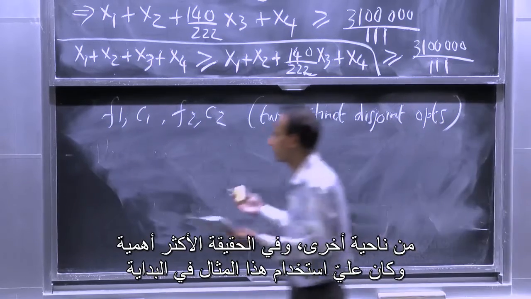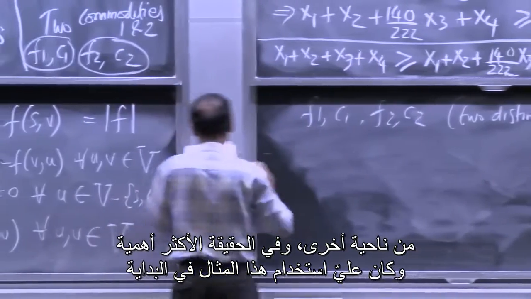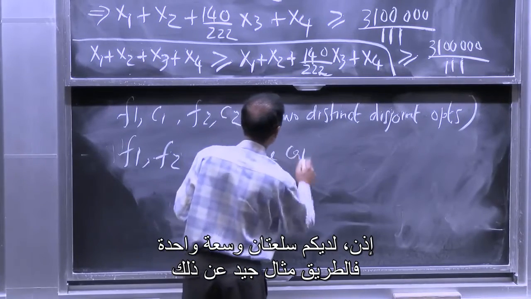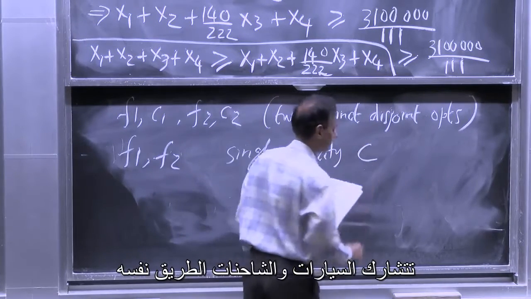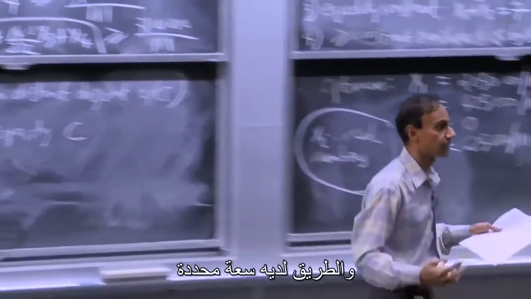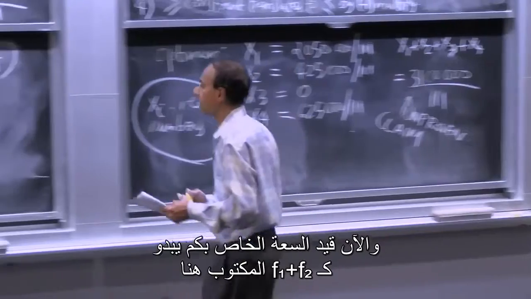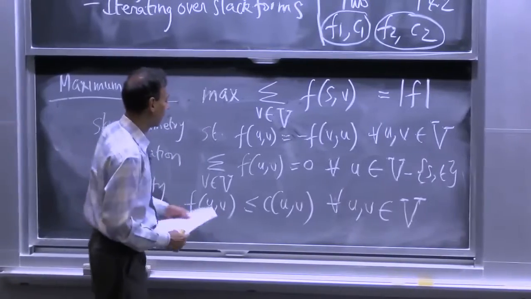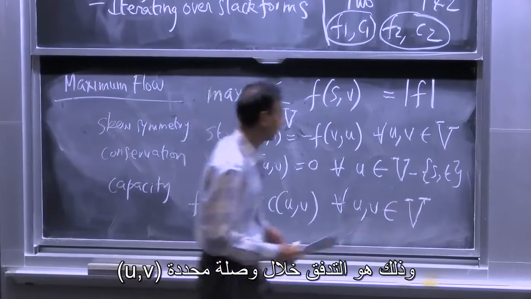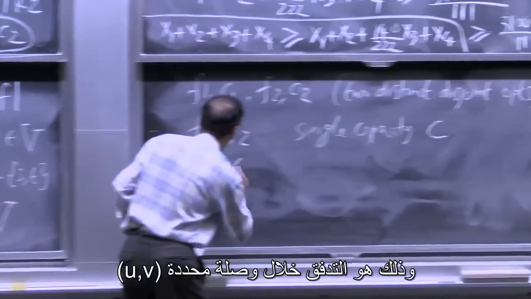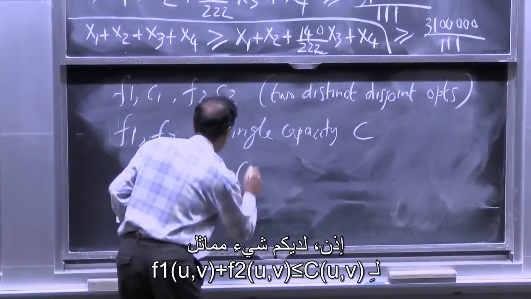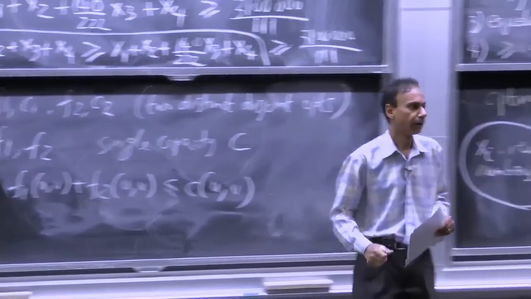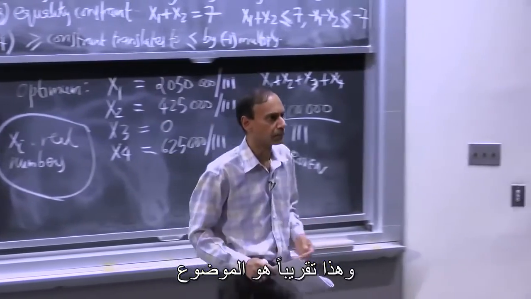On the other hand, what's more interesting really, and I should have used this example for starters, but here's a better one. You have two commodities and a single capacity. So the road is a good example. Both the cars and the trucks share the same road. It has a certain capacity. And now your capacity constraint is looking like F1 plus F2, and that's the flow through the particular edge UV. So you have something like F1 UV plus F2 UV is less than or equal to C UV for this total capacity. All right? And that's pretty much it.